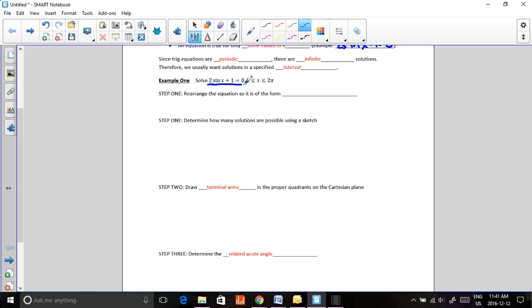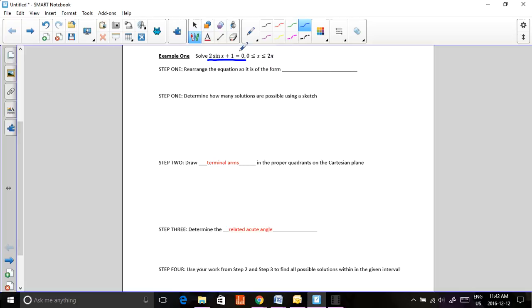Solve 2 sine x plus 1 equals 0, where x is between 0 and 2 pi. We can see that this sine curve has a period of 2 pi. The period hasn't been altered at all. So when it says between 0 and 2 pi, that's only going to be one complete cycle. The first thing we want to do is rearrange so that you have something in the form sine of theta equals a number. So we move the 2 and the 1 over, and you get sine x is equal to negative a half.